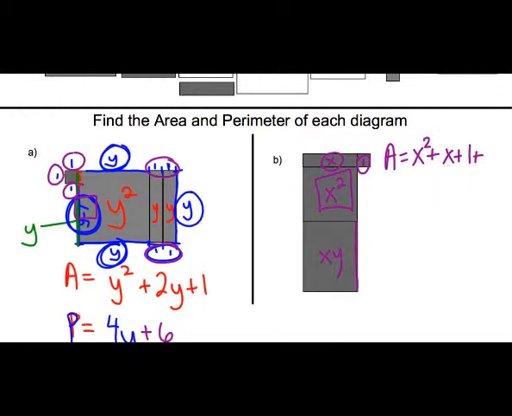So I'm going to rewrite that so we can see it better. x squared plus x plus 1 plus xy. So that's my area. Now let's talk about perimeter. So again, perimeter, outside pieces. So I have to add up the outside dimensions. So let's remember that this is the x squared. We need to know that. But we also need to find the outside now. So I'm going to go around the outside in red and find each length.